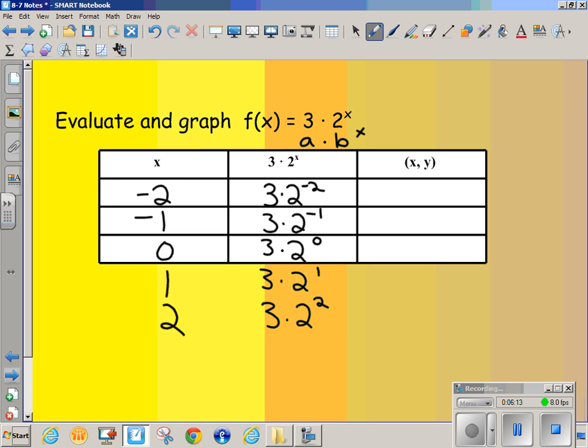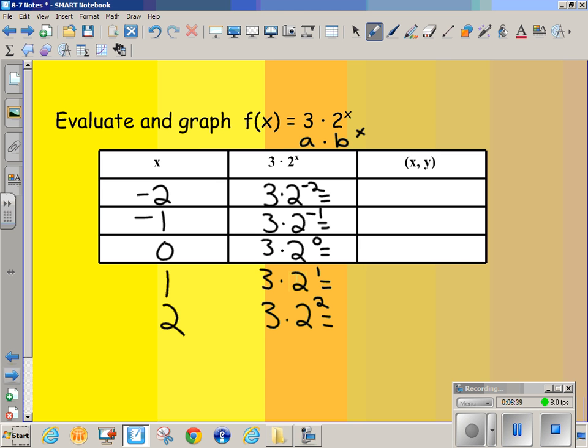So I want you to pause the video and just do some evaluation to make sure that you can do that on your own. Once you have evaluated your y, then you can just write it in here, and then you can start the video again. So please pause the video, do your evaluation, make sure that you know how to find your output or your range or your y, and then start it up when you are finished.